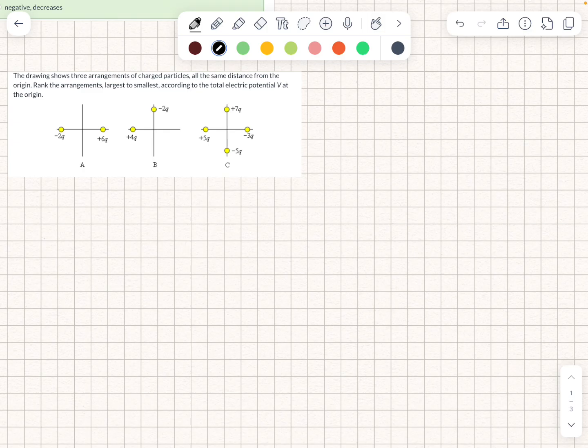Looking at the third problem, it states that the drawing shows 3 arrangements of charged particles, all the same distance from the origin. Rank the arrangements, largest to smallest, according to the total electric potential V at the origin. So we have 3 different models that we're looking at, and I just want to start off by giving some useful definitions. We know that V, which is stated here, stands for the electric potential.